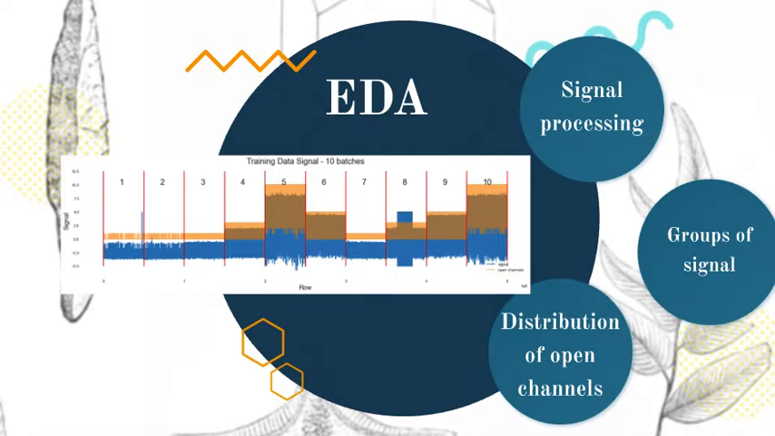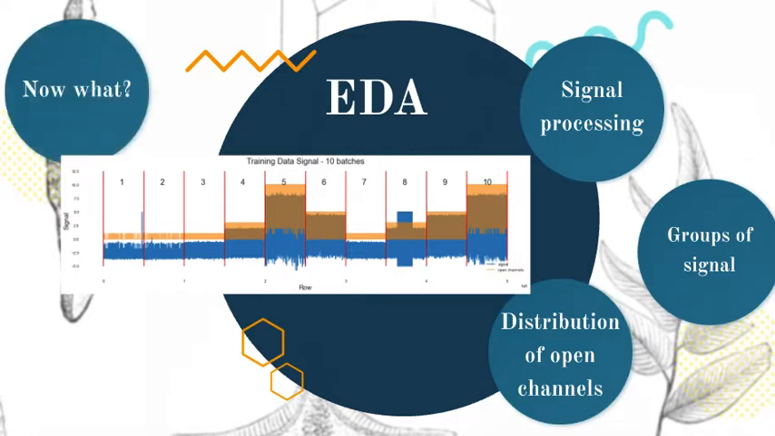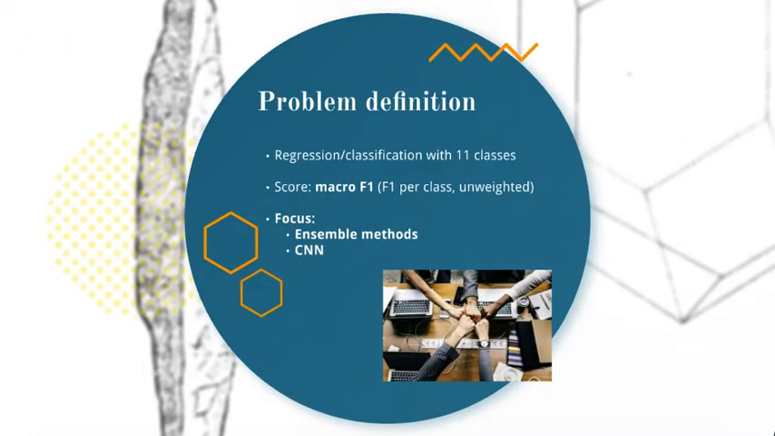Okay, so now that we know all this, what are we going to do? We want to design a model to predict the number of open channels, and we can either work with a regression approach, because we're trying to predict a number between 0 and 10, or a classification, which would have 11 classes. We will try both. The metric for this problem is going to be the macro F1 score, and that's just defined by the competition hosts.